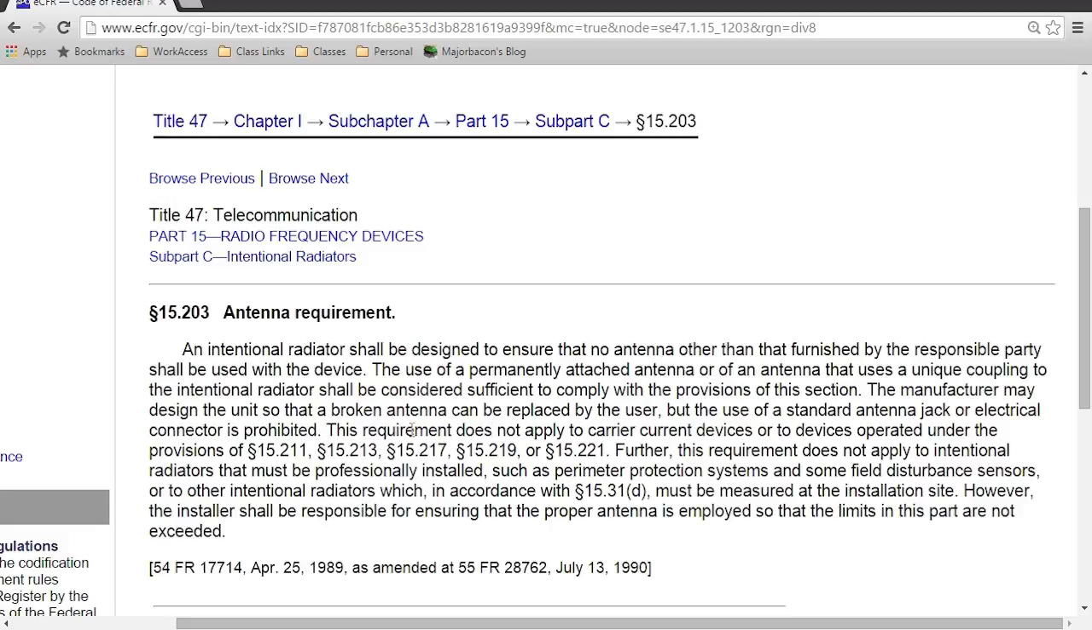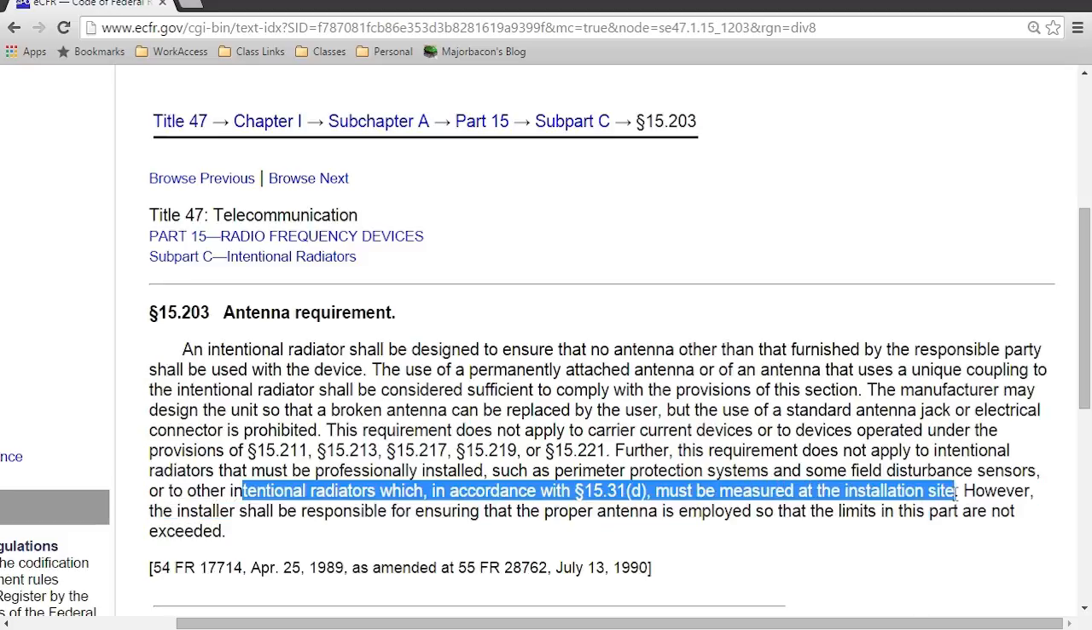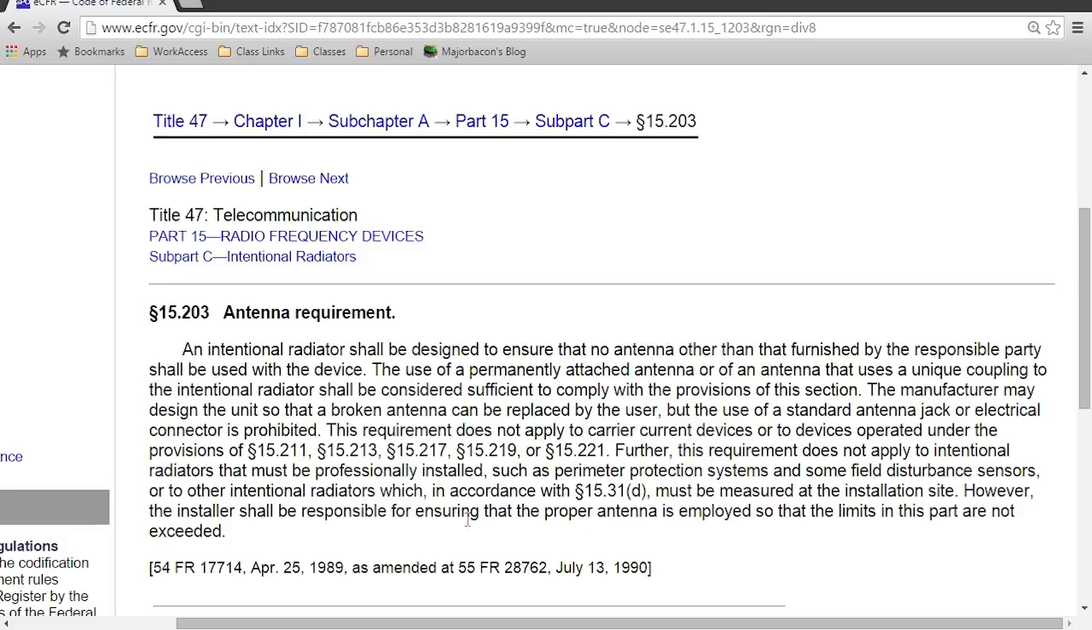It does not apply to carrier current devices or to devices operated under the provisions of these other components, and does not apply to intentional radiators that must be professionally installed, such as a perimeter protection system, field disturbance sensors, and intentional radiators which must be measured at the installation site. However, the installer shall be responsible for ensuring that the proper antenna is employed so the limits in this part are not exceeded. Wow, stuff is crazy good, isn't it?